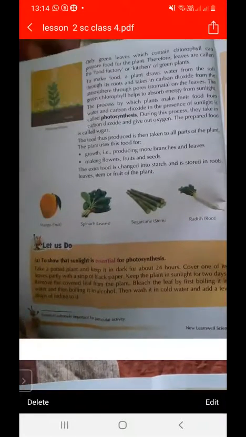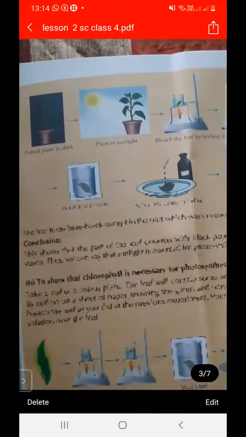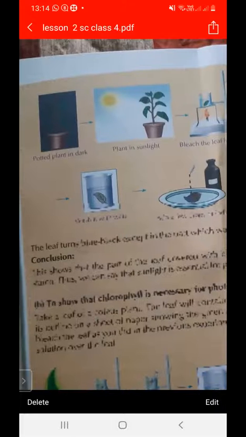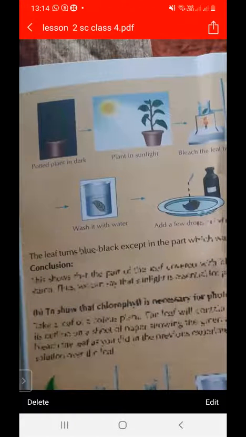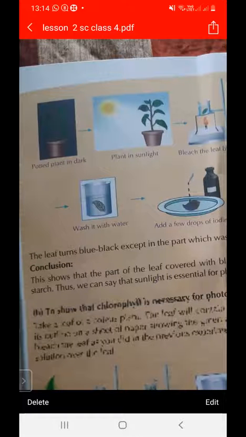Just as an example, firstly we will take a potted plant and keep it in the dark. What do you mean by potted plant? The plants which have grown completely are called potted plants. Just as shown in figure 1, keep this potted plant in the dark. Dark means where no sunlight exists.